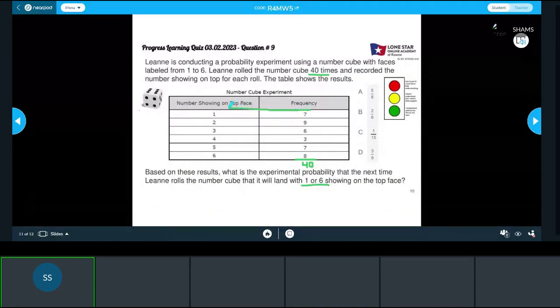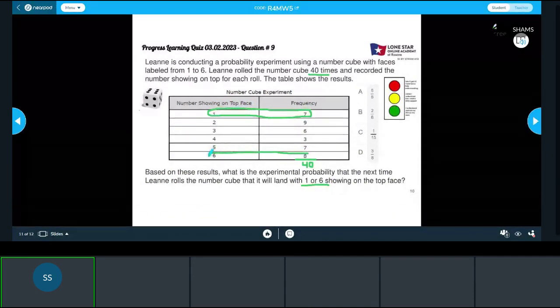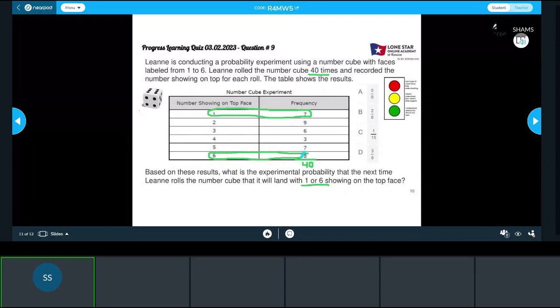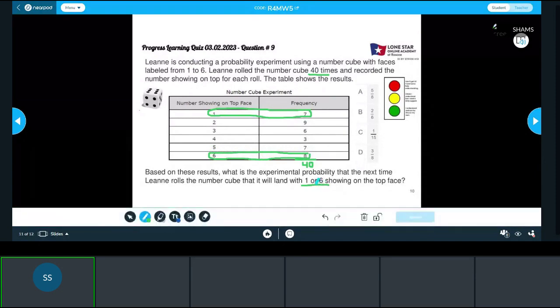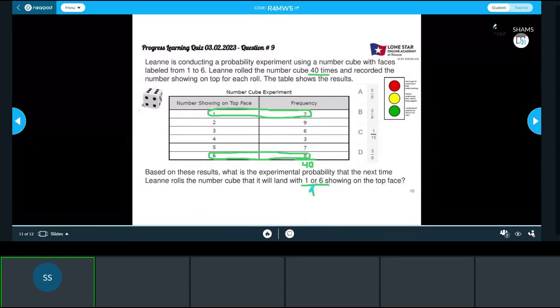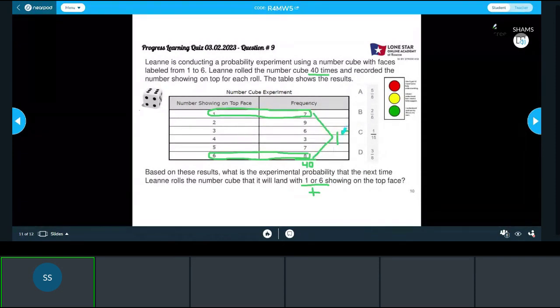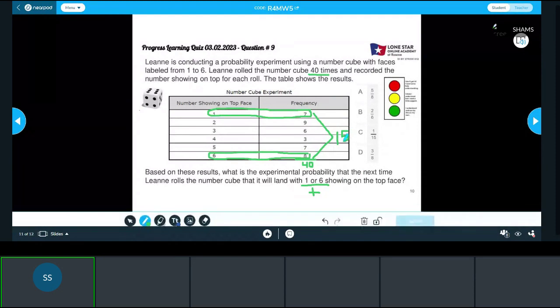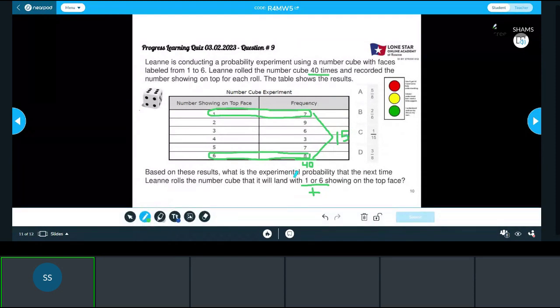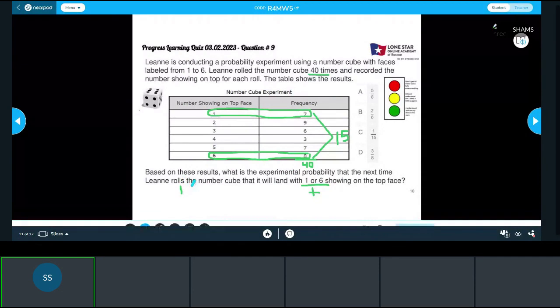So the chance of rolling a 1 is 7. The chance of rolling a 6 is 8. The word or always represents adding. If I add 7 plus 8, I get 15. Right? So if I'm looking for the probability of rolling a 1 or a 6 out of 40, it is 15 out of 40.